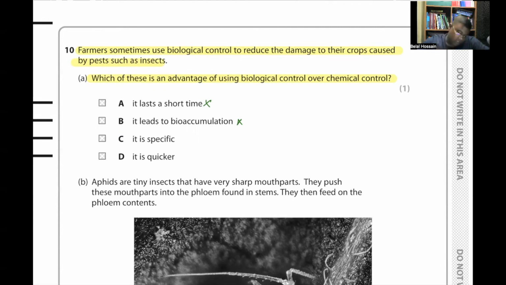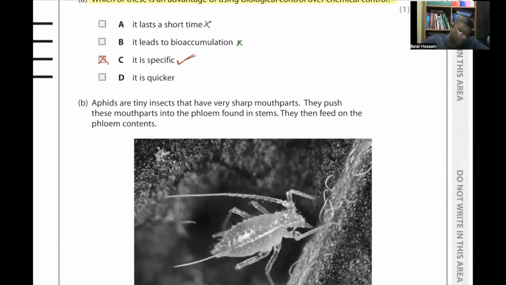All right. Now the question says, which of these is an advantage of using biological control over chemical control? You see, biological control can be very, very specific, whereas chemical control is not specific. So it is specific.